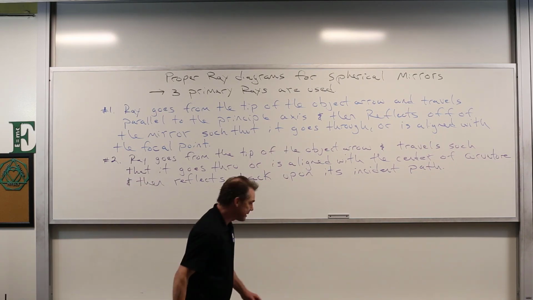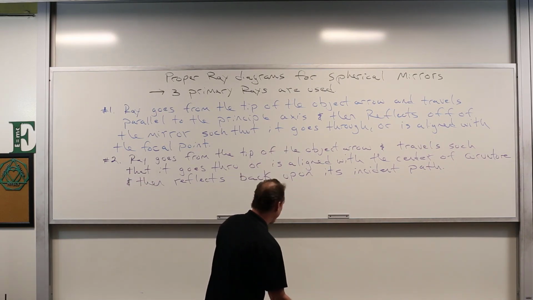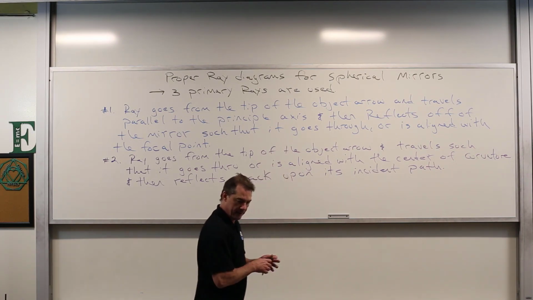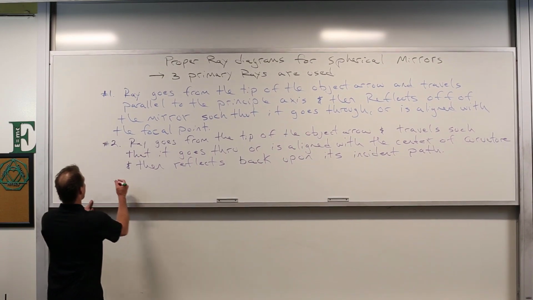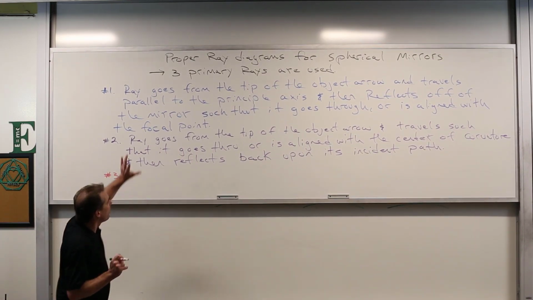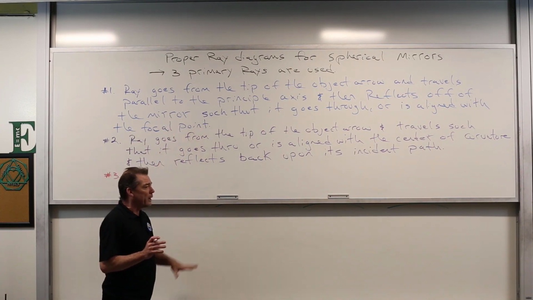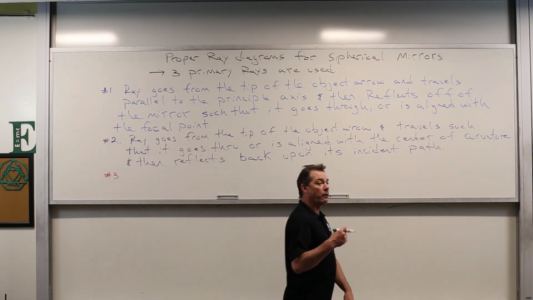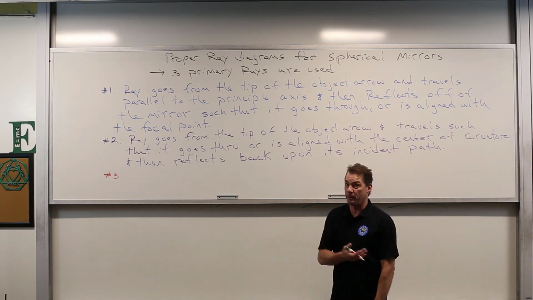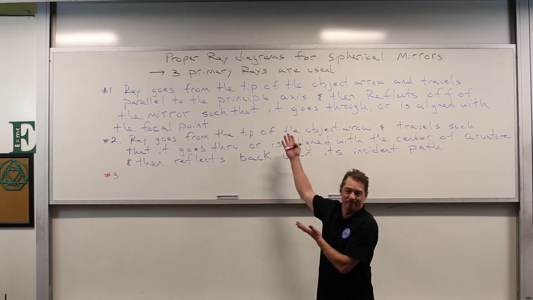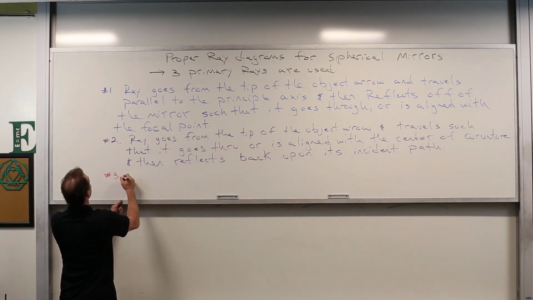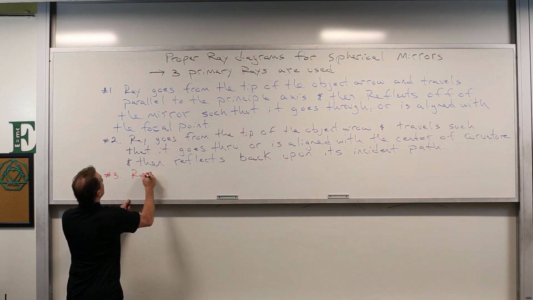See if we can squeeze this one in here. A nice different color. How about we use some red? Sounds good. All right, number three. Number three is somewhat like number one in reverse. This one is going to go through or be aligned with the focal point and then reflect off the mirror such that it travels parallel to the principal axis. Things are reversible. So that's number three.